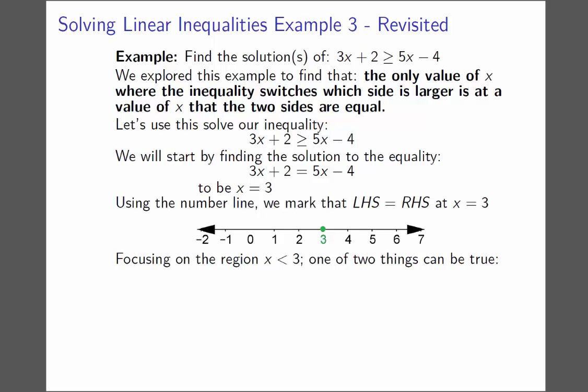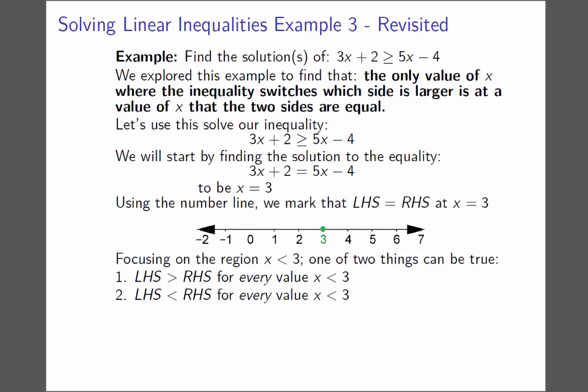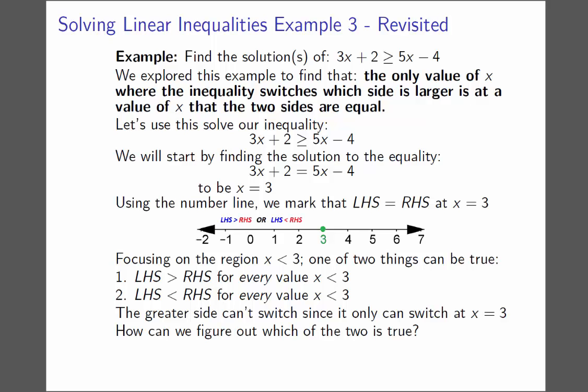Focusing on the region x less than 3, one of two things can be true. Either the left-hand side is bigger than the right-hand side for every value of x less than 3, or the left-hand side is less than the right-hand side for every value of x less than 3. The side which is greater can't switch because it can only switch at x equals 3. So how can we figure out which of the two is true? Is the left-hand side bigger than the right-hand side, or is the left-hand side less than the right-hand side?